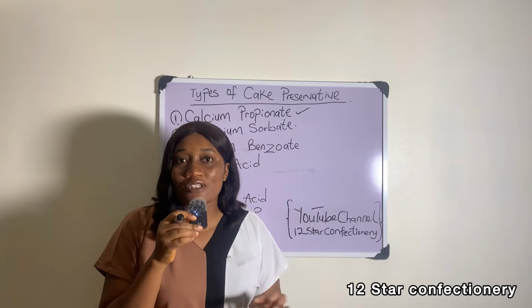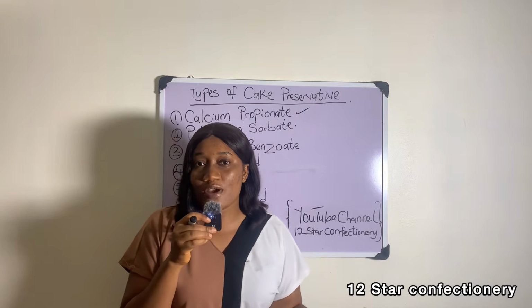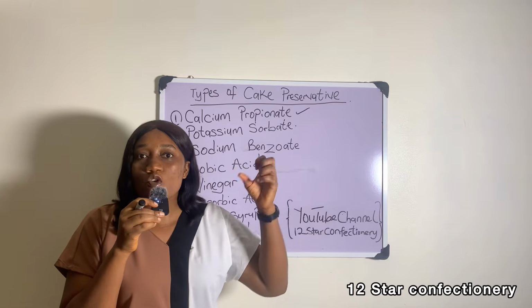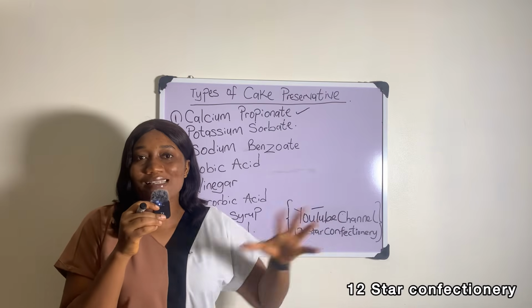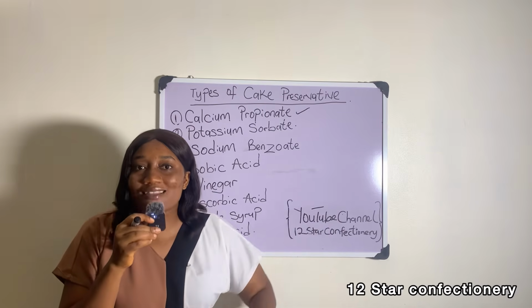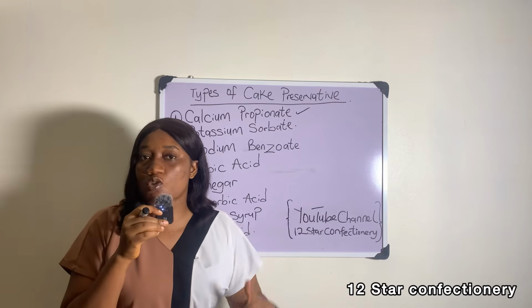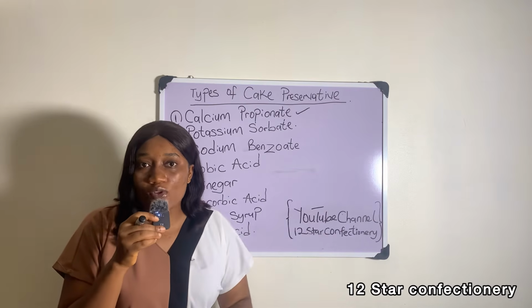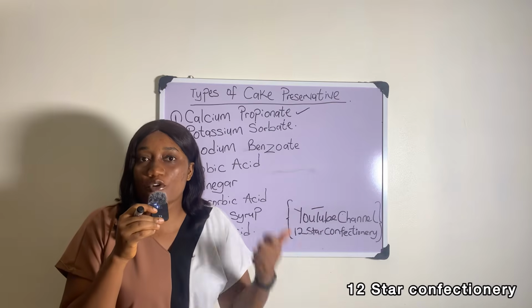The simplest method in which calcium propionate helps your cake to stay fresh for long is that when you put it inside your product or inside your pastries, it reacts with those ingredients in your pastries or in your cakes by preventing molds and bacteria from growing.